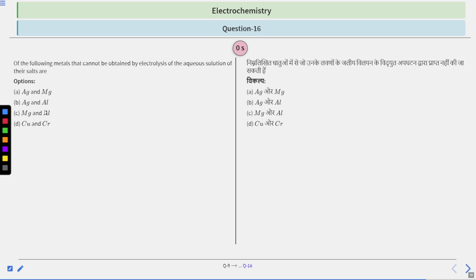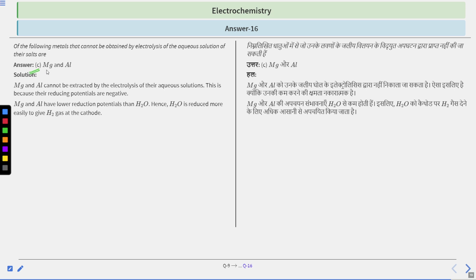Okay, let's see the correct answer. The correct answer is option C, that is magnesium and aluminium. So magnesium and aluminium cannot be extracted by the electrolysis of their aqueous solutions. This is because their reduction potentials are negative. So magnesium and aluminium have lower reduction potential than water. Hence, H2O is reduced more easily to give H2 gas at the cathode rather than magnesium and aluminium being deposited. Thus option C is the correct answer, that is magnesium and aluminium.